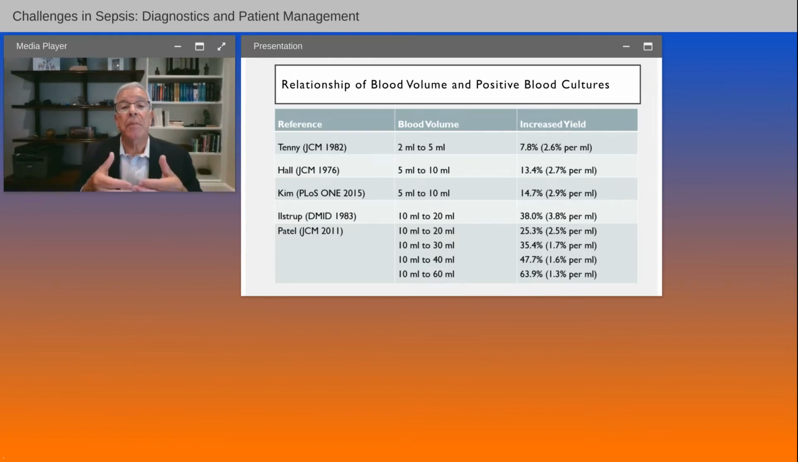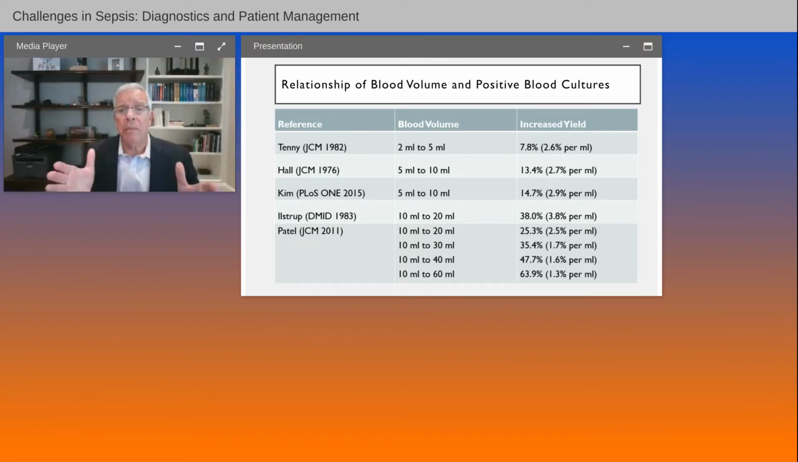If they went from 10 mLs to 3 bottles with a total of 30 mLs of blood, it was a 35% increase. Going to 4 bottles or 2 sets of 2 bottles, it was a 47 or 48% increase. And if a full 3 cultures were collected, there was a 64% increase in positive blood cultures.